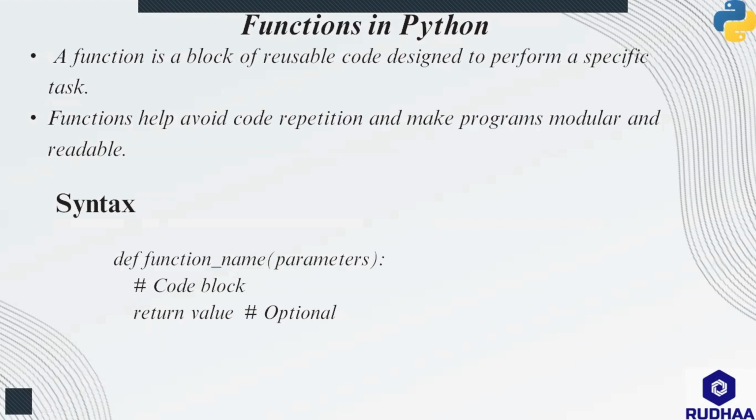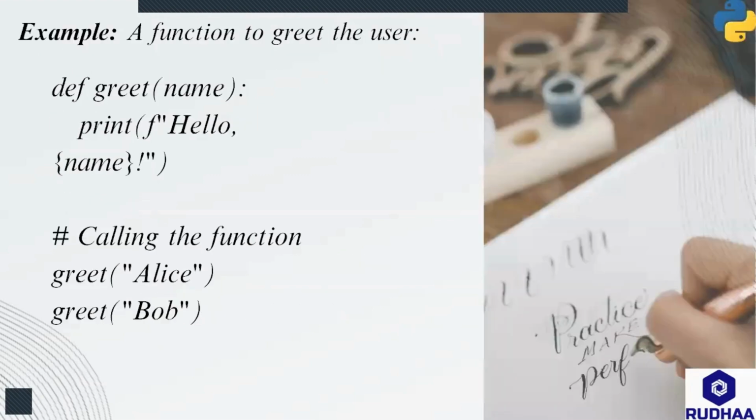After creating a function in Python, we can call it by using the name of the function followed by parentheses containing the parameters. Parameters are the variables that we use to define the function. So: function name, code block, then return value. If you want to return the output value, you can use the return command. This is an optional one. The example for a function is given.